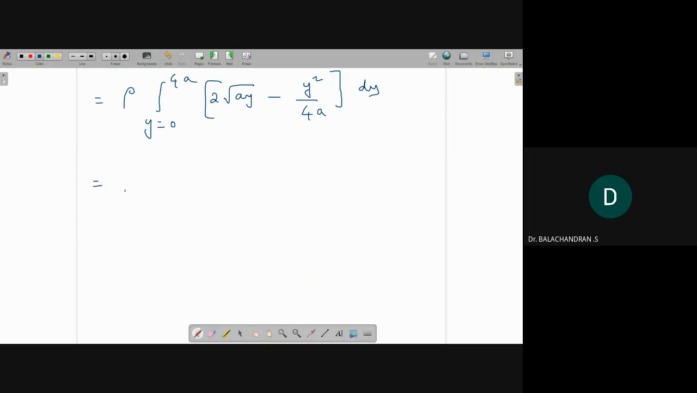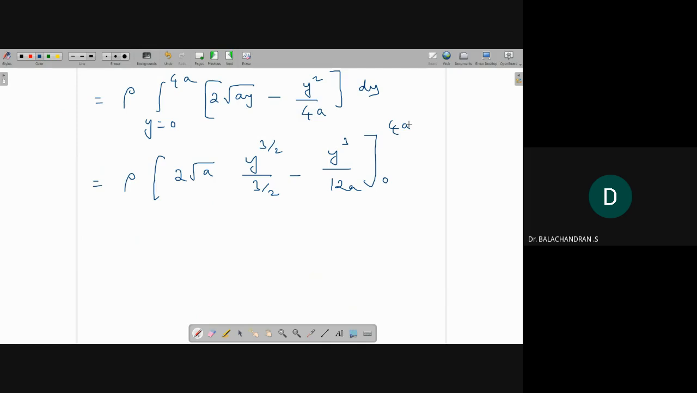This is equal to rho into, now integrating, 2 into root a times y power half plus 1, which is y power 3 by 2, divided by 3 by 2, minus y cube by 3 into 4a, that is 12a, from 0 to 4a. Now substitute the limits and get the final answer.